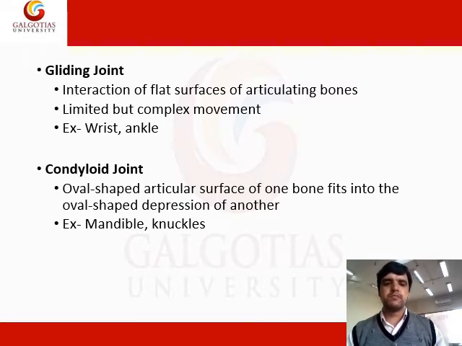The best example of these condylar joints are the mandible as well as the knuckles. In these types of joint, the end of one bone will be round, that is an oval articular shape, slightly round in nature. The other will form the articular surface which will be depressed in nature, of the same oval structure.